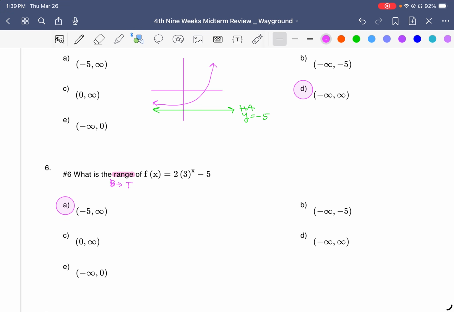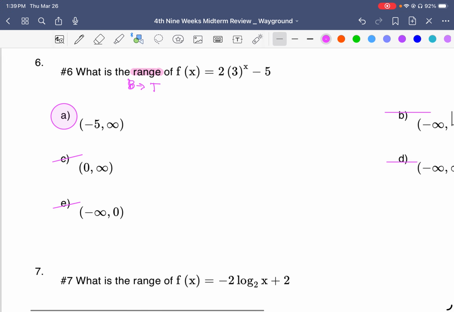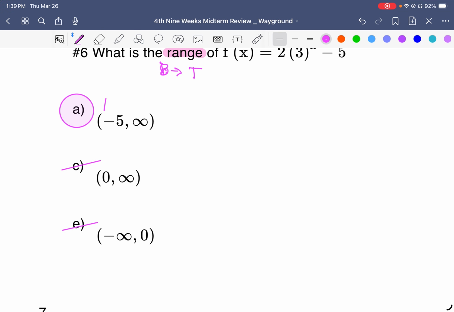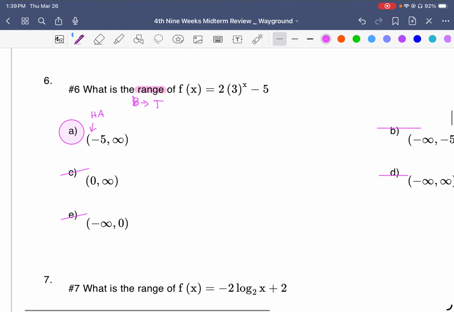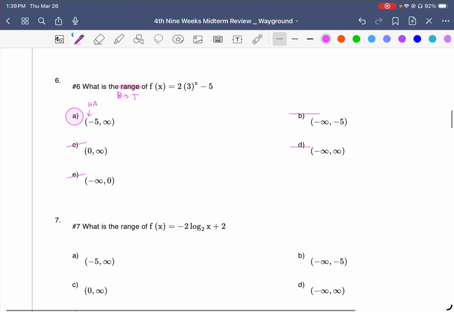So I'm going to pick answer choice A. It does not go down to negative infinity, so all of these are eliminated. And because the horizontal asymptote changed and it went down 5, it cannot be C either. The reason for the parentheses is because of the horizontal asymptote. You can never touch the asymptote, therefore you cannot use brackets. Brackets are reserved for closed points or solid lines, and parentheses are reserved for asymptotes or infinity, or open points.